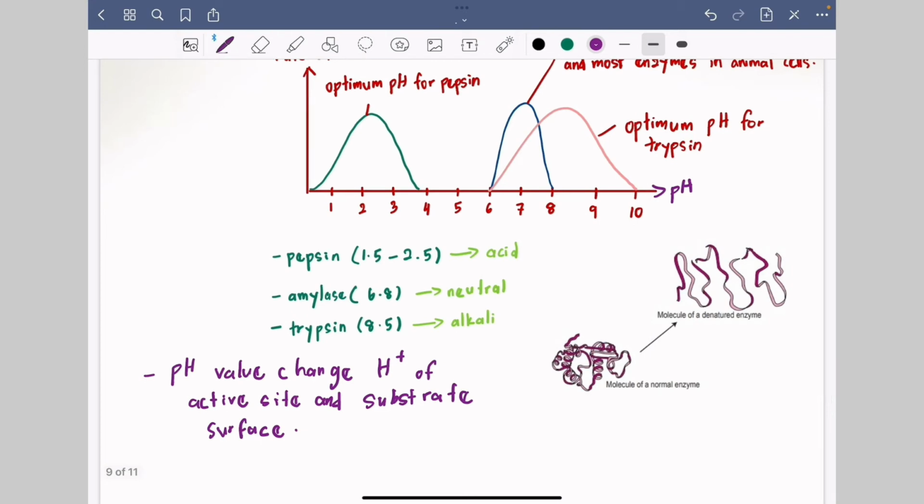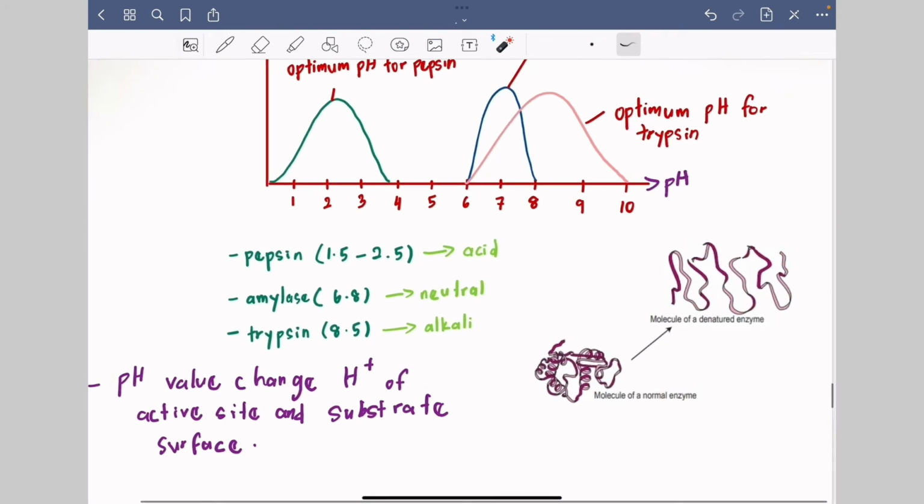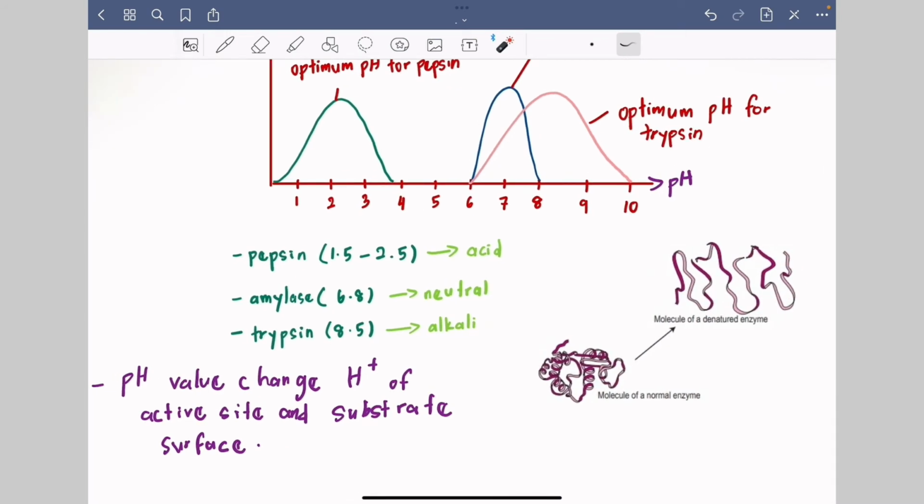But if there is an extreme pH, it can break the chemical bonds inside the active site and substrate and cause the denaturation of the enzyme. And this is basically what the figure shows: the molecule of the normal enzyme undergoes the denaturation process and becomes an enzyme that is broken in its structure.